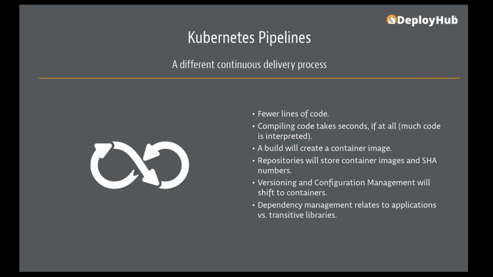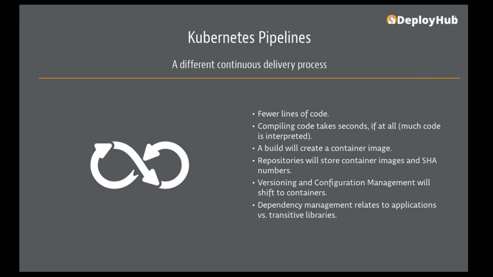Compiling it takes seconds, if at all, because some of these languages like JavaScript and PHP are interpreted, so you don't even have to compile it. And we don't link it because linking's done through APIs at runtime. And our build now, instead of creating a jar file or a big war file, even though you could have a container, a microservice that's a jar or war, it's just going to be a smaller one. The build step is really going to revolve around creating a container image.